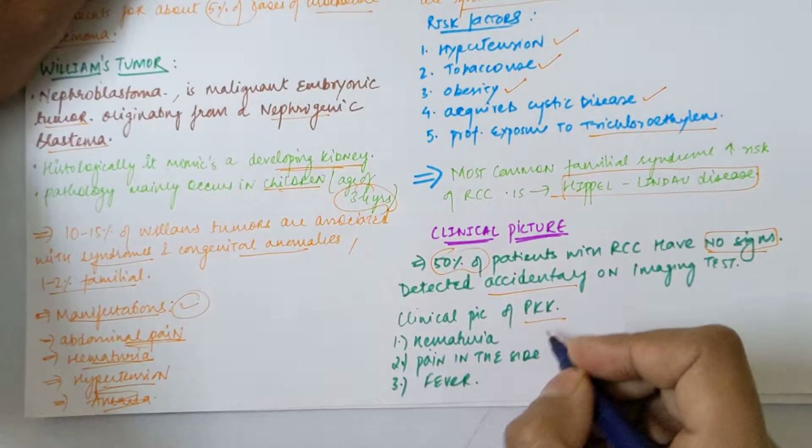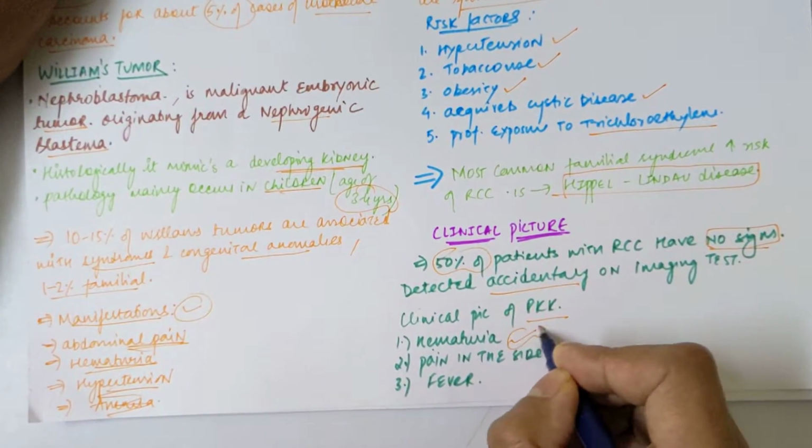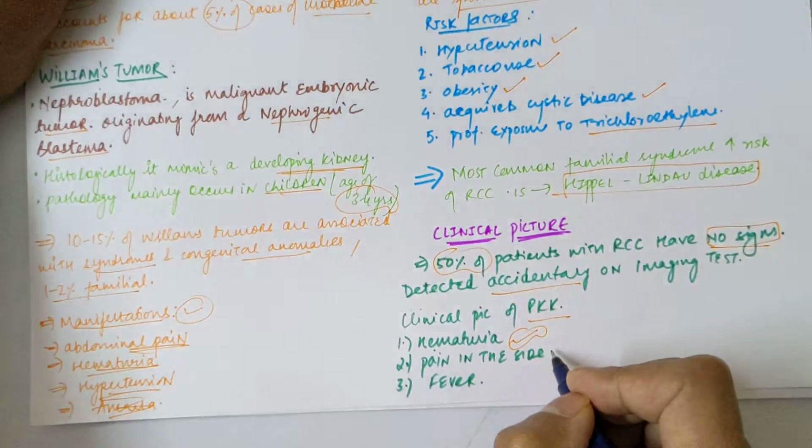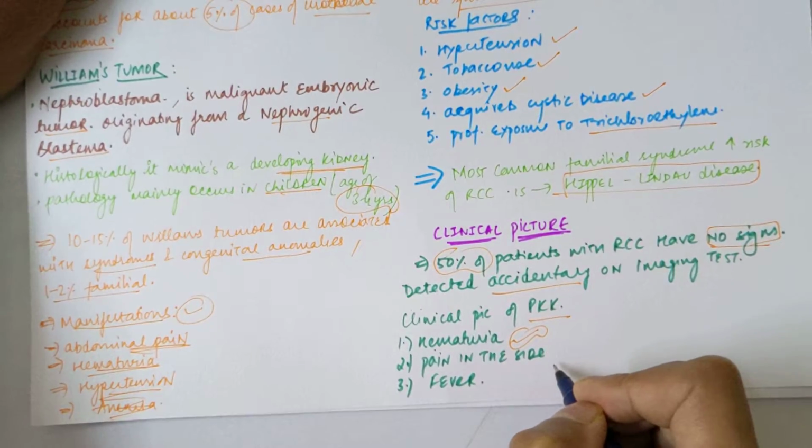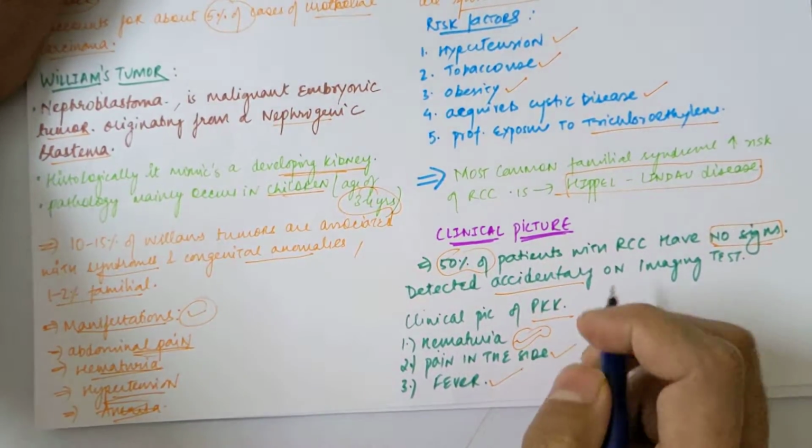Now what are the clinical pictures? We have hematuria as the most common sign you will see in renal cancer or renal cell carcinoma. Pain in the side and fever. Okay.